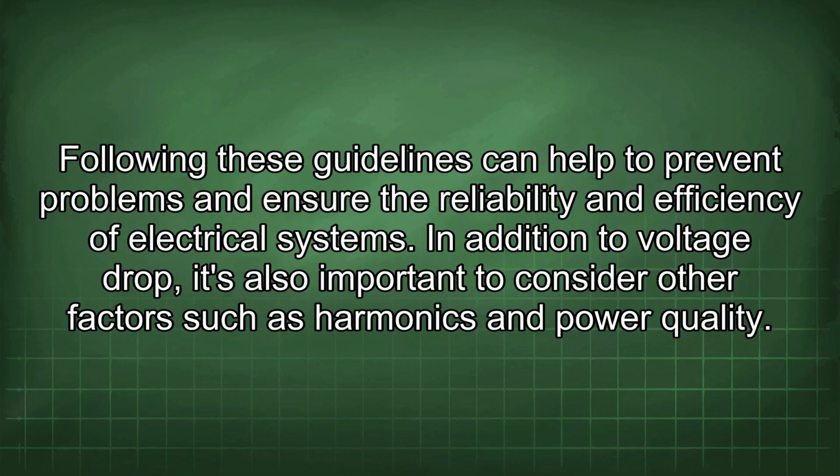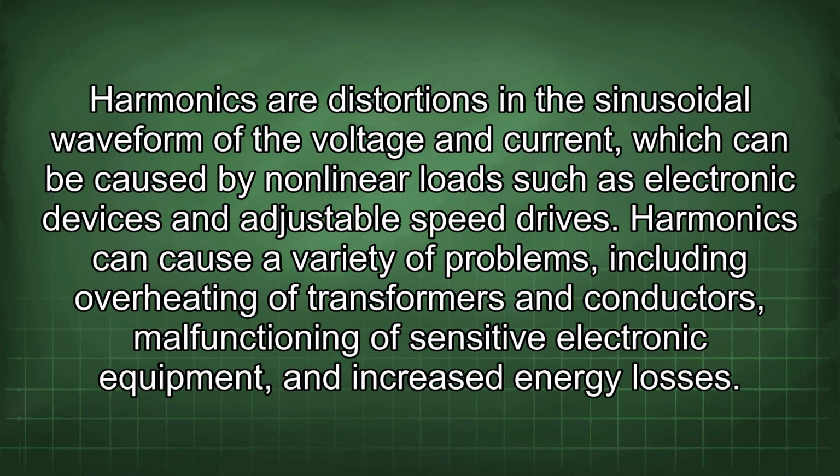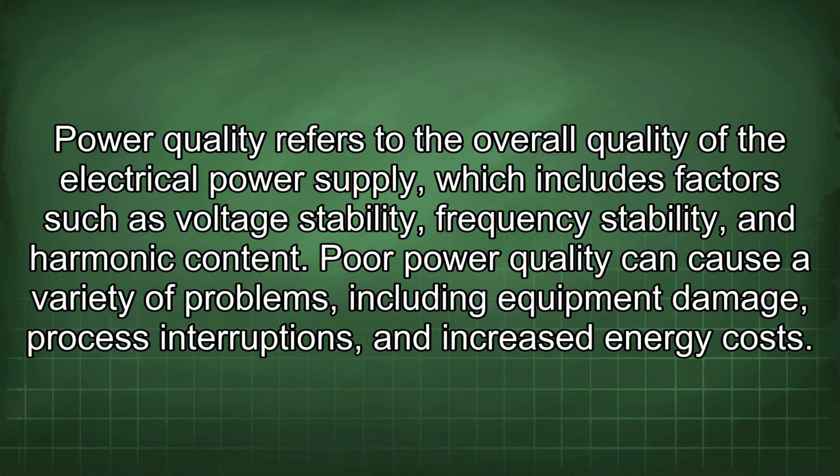In addition to voltage drop, it's also important to consider other factors such as harmonics and power quality. Harmonics are distortions in the sinusoidal waveform of the voltage and current, which can be caused by nonlinear loads such as electronic devices and adjustable speed drives. Harmonics can cause a variety of problems, including overheating of transformers and conductors, malfunctioning of sensitive electronic equipment, and increased energy losses. Power quality refers to the overall quality of the electrical power supply, which includes factors such as voltage stability, frequency stability, and harmonic content.